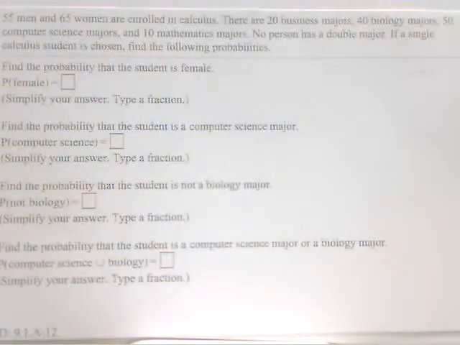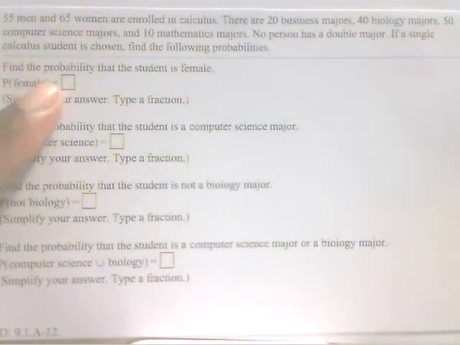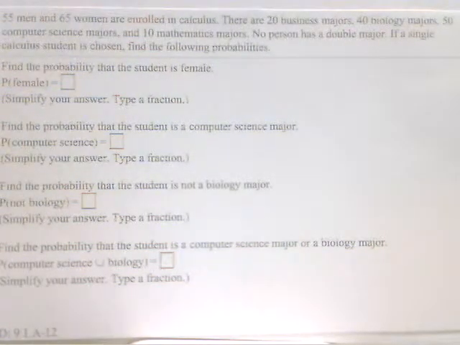55 men and 65 women are enrolled in calculus. There are 20 business majors, 40 biology majors, 50 computer science majors, and 10 mathematics majors. No person has a double major. If a single calculus student is chosen, find the following probabilities. And in this case here, we want to find the probability that the student is a female.